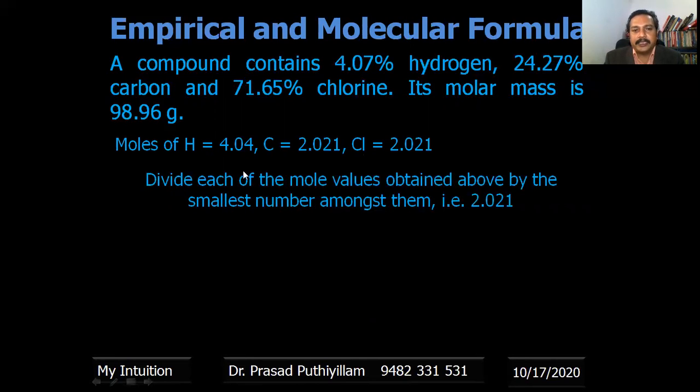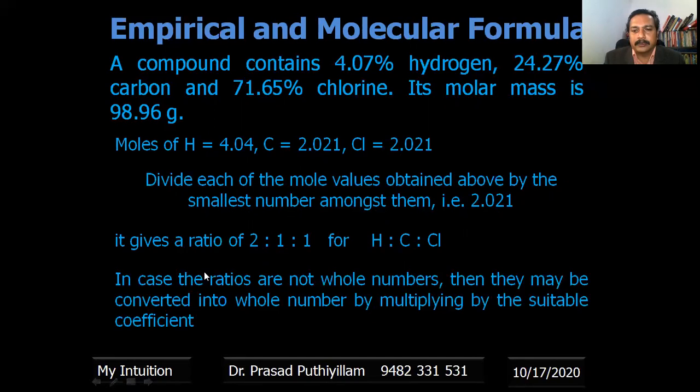Next, divide each of these mole values by the smallest value obtained. Here the smallest number is carbon, 2.021, and chlorine also 2.021. 4.04 is not the smallest one. So we divide each of these by 2.021, and it becomes approximately 2, 1 and 1. Therefore I can give the ratio of 2 to 1 to 1 for hydrogen, carbon and chlorine.